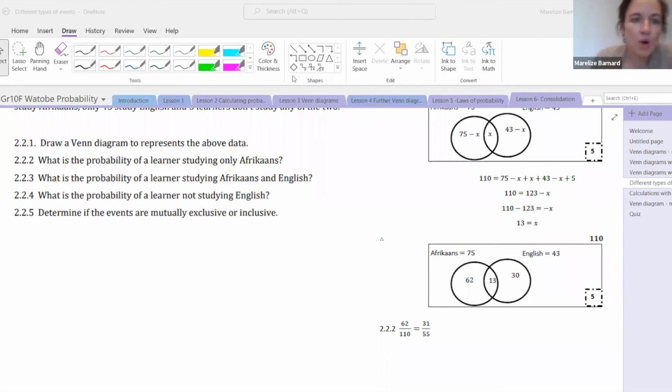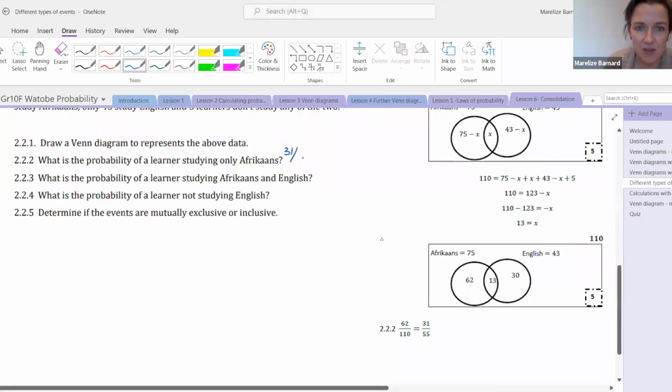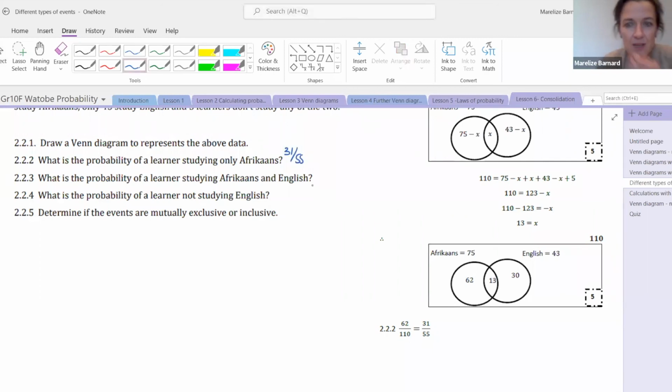And then what is the probability of a learner studying only Afrikaans? Come guys, let's get this one right. Only Afrikaans. Put it in the chat. Only Afrikaans is 31 over 55. Nice. 31 over 55. We are only looking at the ones that only speak Afrikaans.